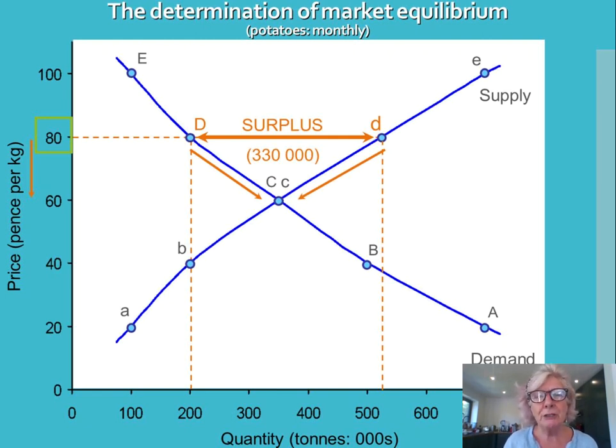So what are farmers going to do? They can either let those potatoes rot and get nothing for them at all, or they can do the sensible thing and they can decide to reduce the price. So what's happening here is that surplus has forced the price back down again to the equilibrium price of 60 pence.